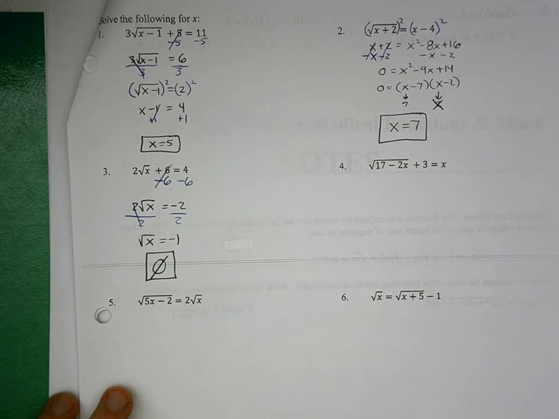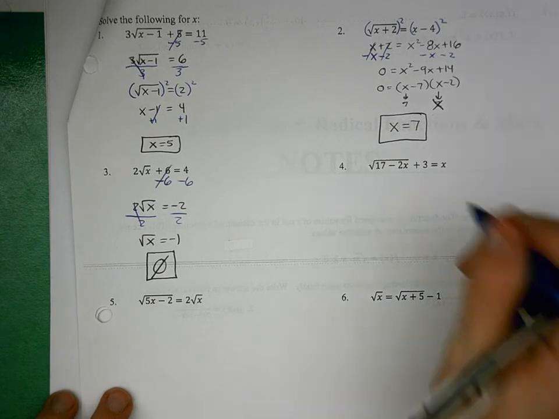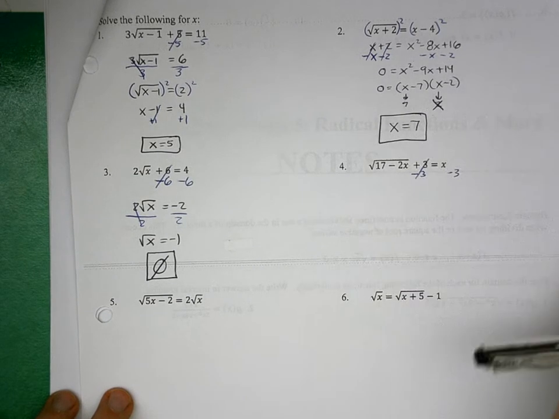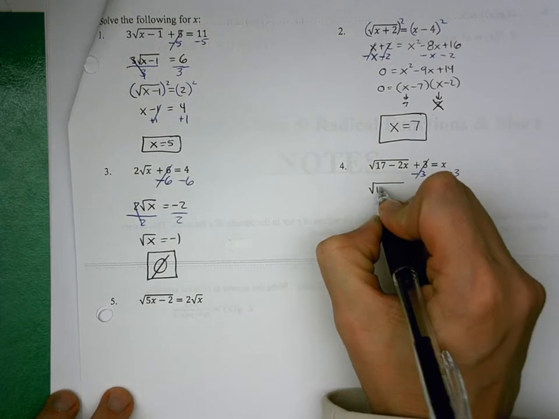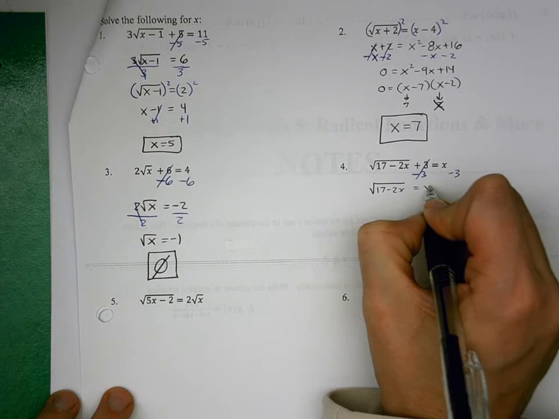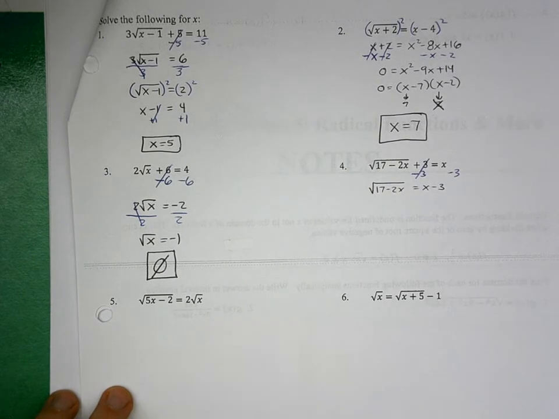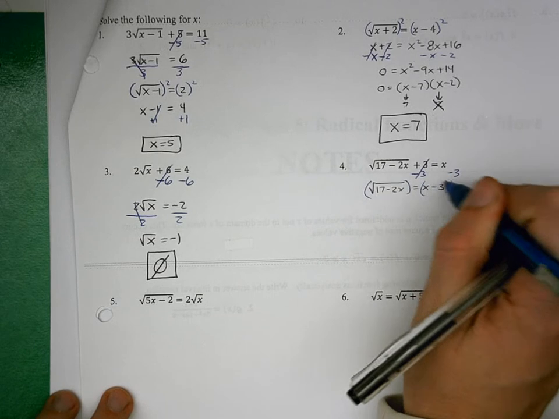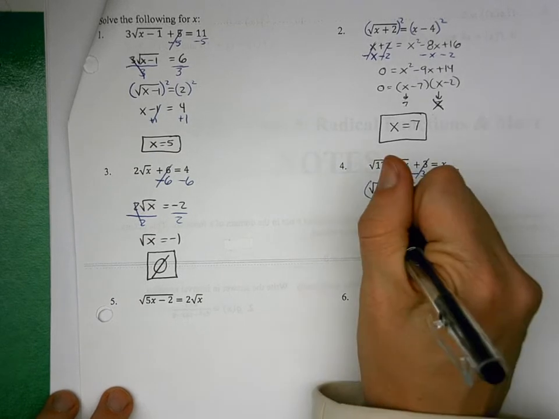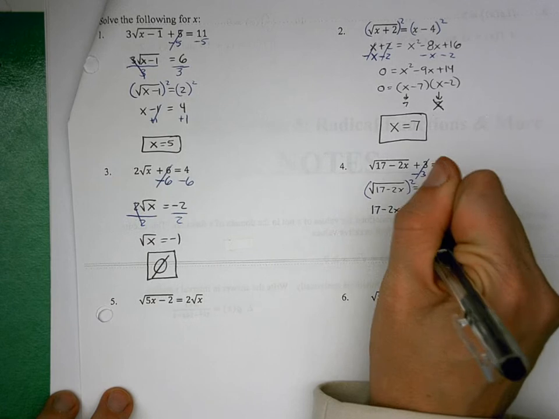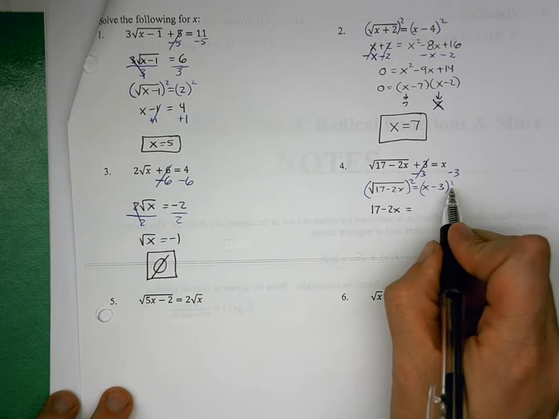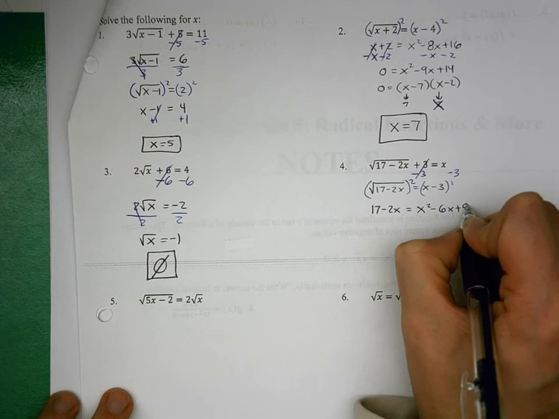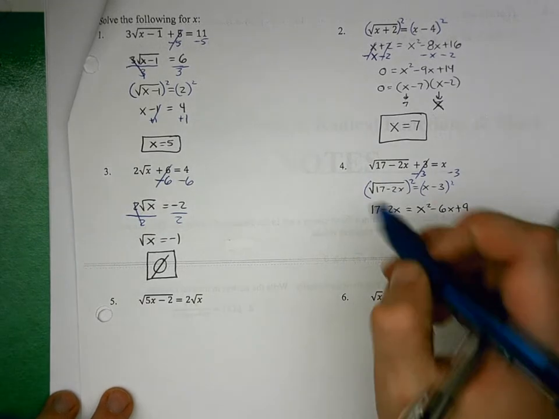Okay, number 4. Isolating the square root, we're going to subtract 3 from both sides. And we get root 17 minus 2x equals x minus 3. Squaring both sides, root 17 minus 2x is 17 minus 2x. And x minus 3 squared, foiling, is x squared minus 6x plus 9. Getting this to equal 0.